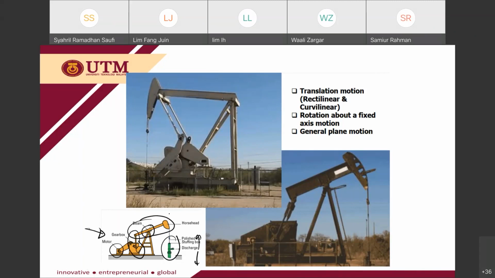So you need to learn to determine which member or which rigid body has a translation motion, rotation motion, and also a general plane motion. Basically, in one machine system, you will have this kind of motion. You have three types of motion. The first and the second we call simple motion, and the third one is a complex motion. Translation includes rectilinear and curvilinear, and the second one is rotation.